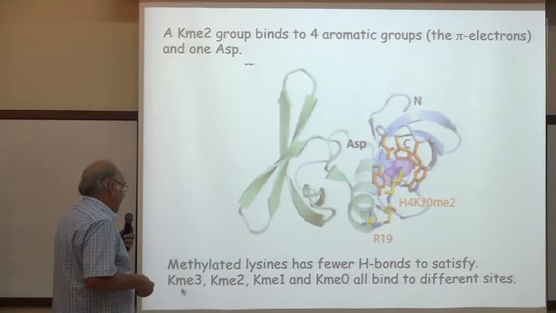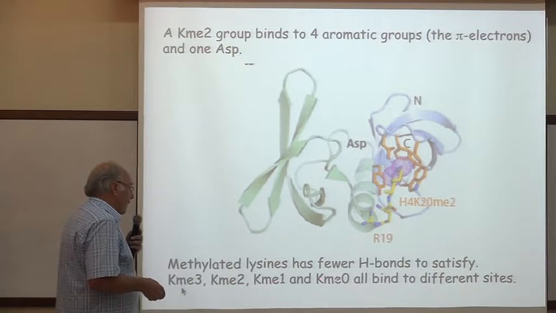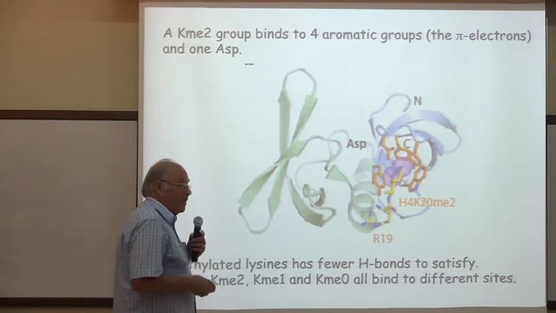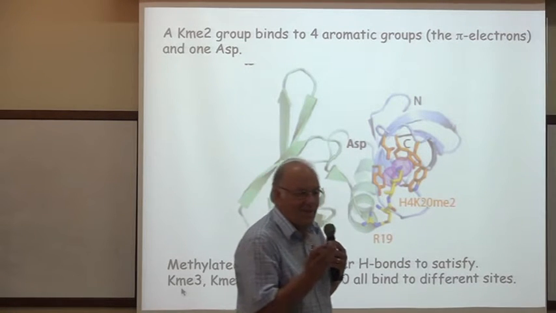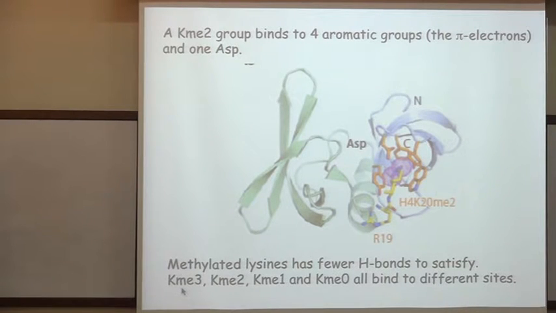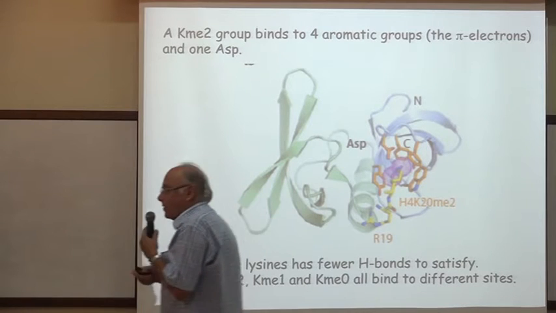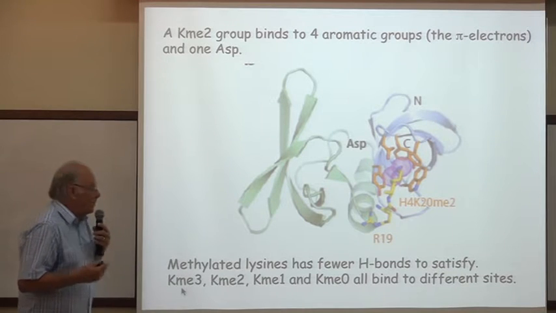3-methylated lysines, doubly methylated lysines, singly methylated lysines, and not methylated lysines bind to different sites. So different enzymes recognize, well, this is a doubly methylated, this is not methylated at all, this is 3-methylated. So one single lysine here can give a number of different messages, and it will interact with different reader proteins. So the histones become a very elegant way to give messages to the system.